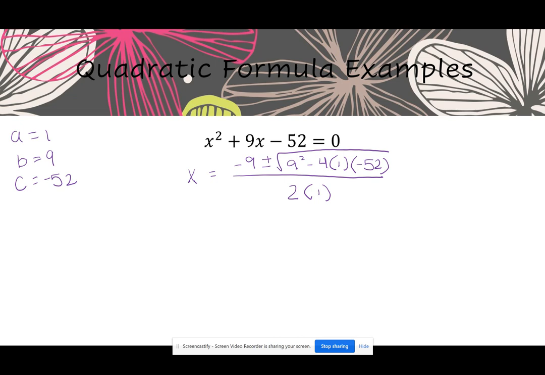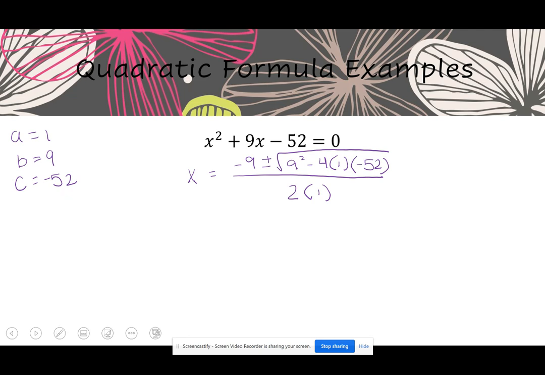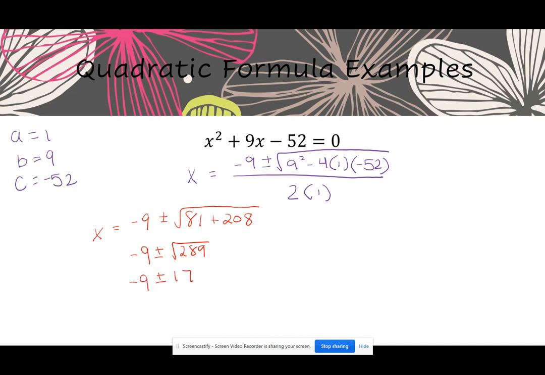You're going to simplify inside the square root first and simplify the top and bottom separately. So if we're just looking at the top, we have negative 9 plus or minus the square root of 81 plus 4 times 52, which is 208. So we would have negative 9 plus or minus the square root of 289. We take the square root of that, which is 17. Of course, our bottom equals 2 times 1, which is 2.